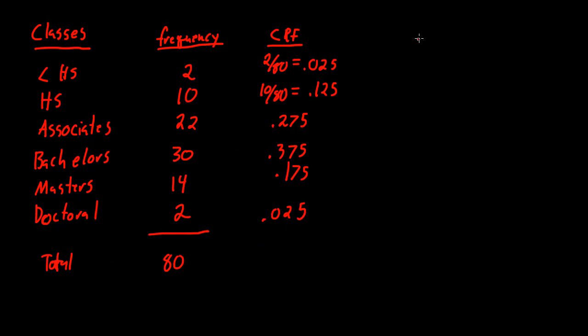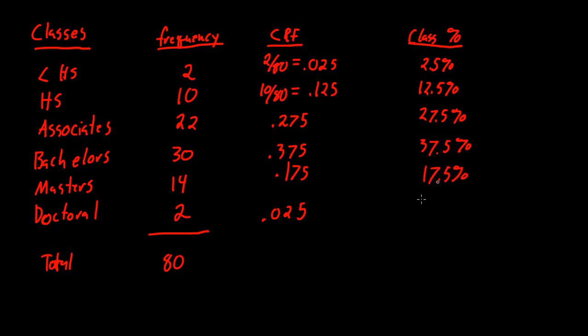And then just to get that class percentage, we just multiply all these numbers by 100. So we get 2.5%, 12.5%, 27.5%, 37.5%, 17.5%, and again 2.5%. And if we add up all of our relative frequencies, we're just going to get a total of 1. And if we add all of our class percentages, we're going to get a total of 100%.